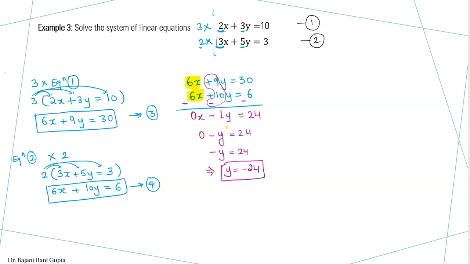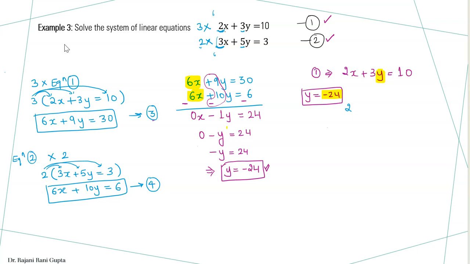Now you need to find the value of x as well. So what you can do is use this value of y either in equation 1 or 2. You can also use it in 3 or 4, but it will be easier if you use either 1 or 2. So let's write equation number 1: 2x plus 3y equals 10. Use y equals minus 24 here. What we will be doing is just replacing this y by minus 24. Let's see what we get.